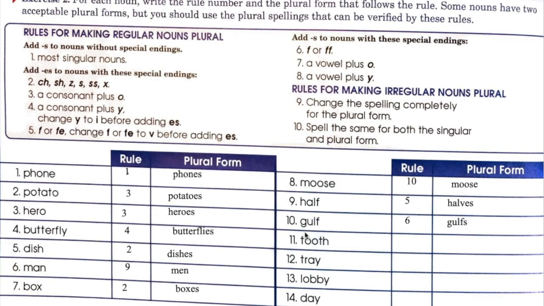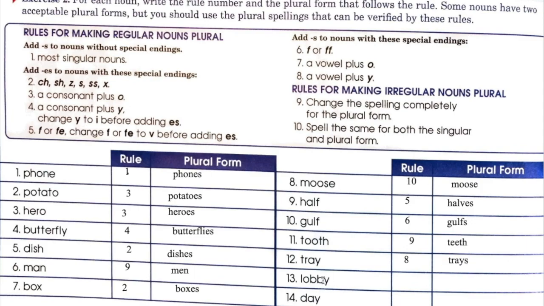Number 11 is tooth. Tooth is irregular. So it follows rule number 9. We have to change the whole spelling to teeth. Number 12 is tray. Tray ends with a Y. It ends with a vowel plus a Y. Look for the rule that says a vowel plus Y. That's rule number 8. For rule number 8, it says we add an S. So trays.